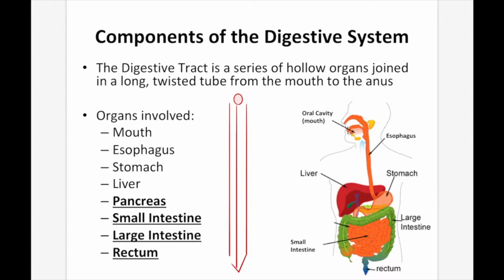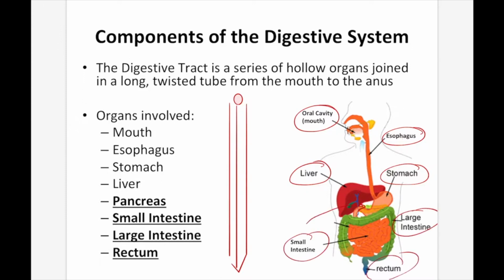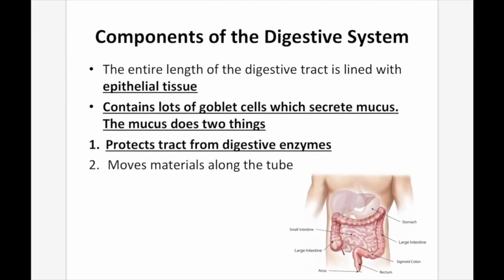Now, what are the organs that are involved? Well, we have the mouth. That's going to be for our chewing. We have our esophagus. That's where the food passes into once it leaves the mouth and before it gets to the stomach, which is our third. We have our liver, which is not actually part of the tract itself, but what's called an accessory organ. We have the pancreas, which is hidden right there. We have the small and large intestines, and we have the rectum. Components of the digestive system.